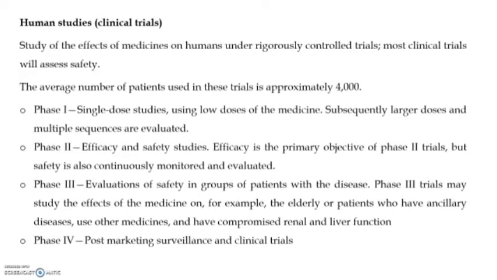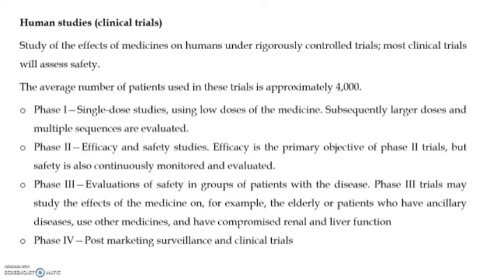And once after the preclinical studies, then we will go with clinical studies, that is, the human studies. And it is the study of the effects of medicine on humans under some controlled conditions. And the average number of patients used in this trial is approximately 4,000. And this trial is divided into four phases.